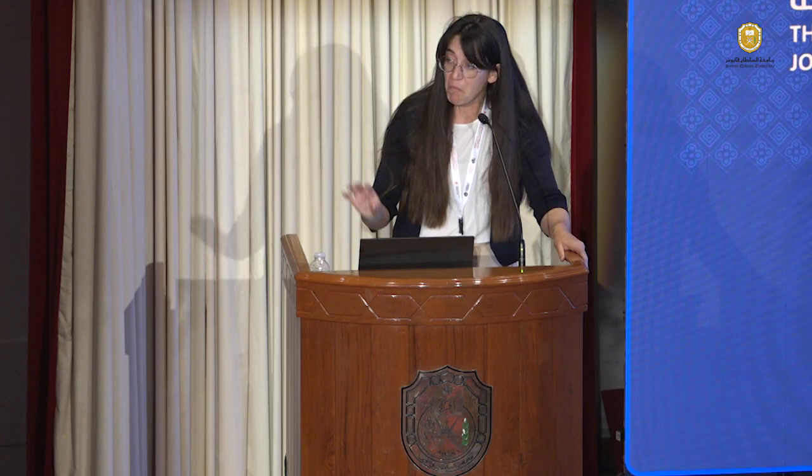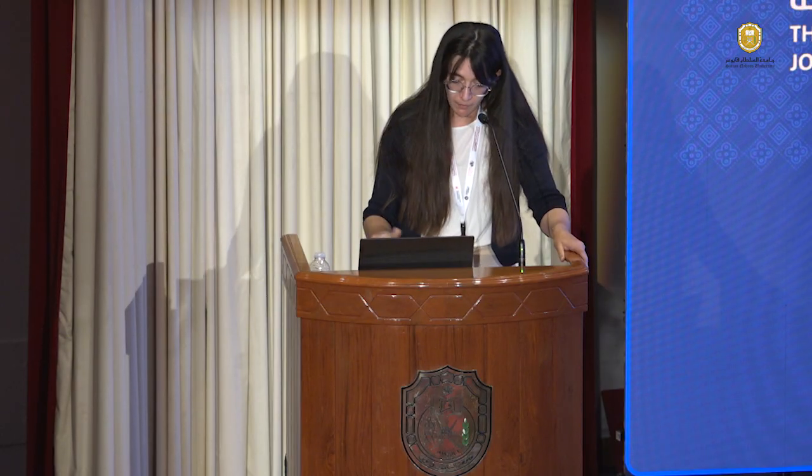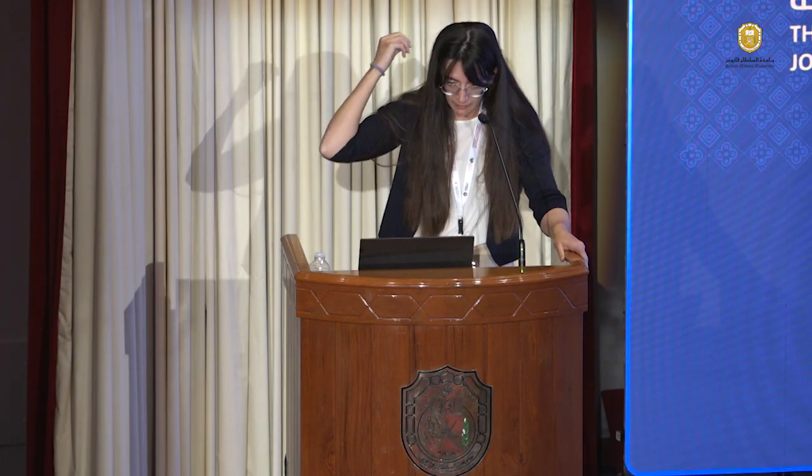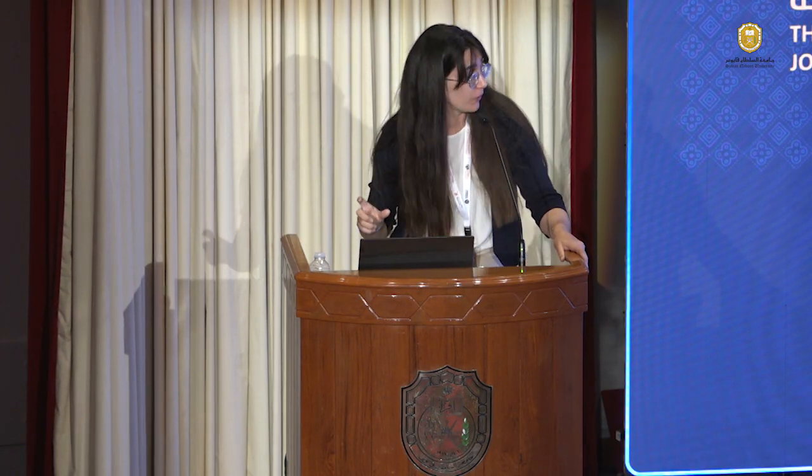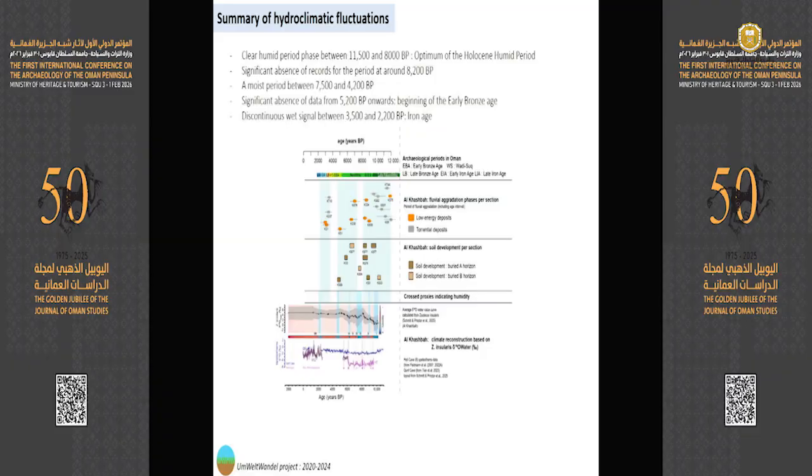Then we have a moist period between 7,500 and 5,200. At the very beginning of the early Bronze Age, you can see that here we don't have any record, so it means that during the early Bronze Age, we already had those drier conditions.